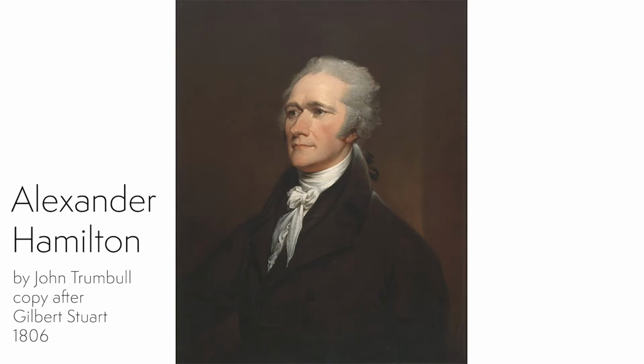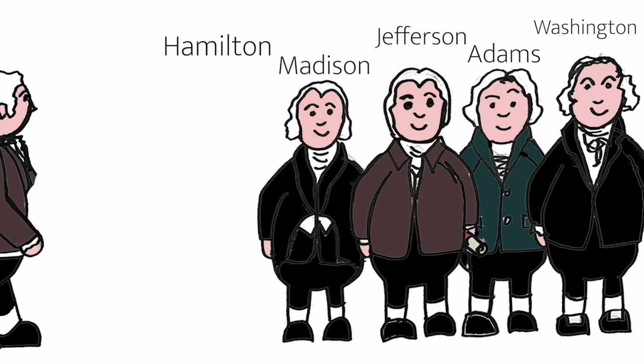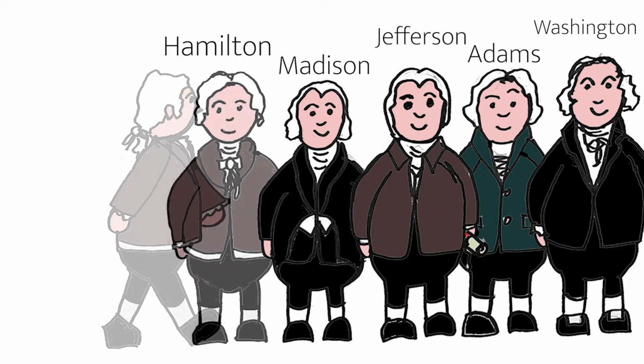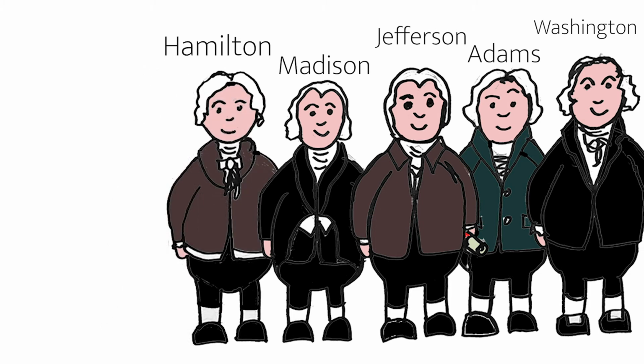He was Secretary of State under Thomas Jefferson and the country's 4th president. Alexander Hamilton was a major author of the Federalist Papers and the country's first Secretary of the Treasury. He was a champion of a strong central government.